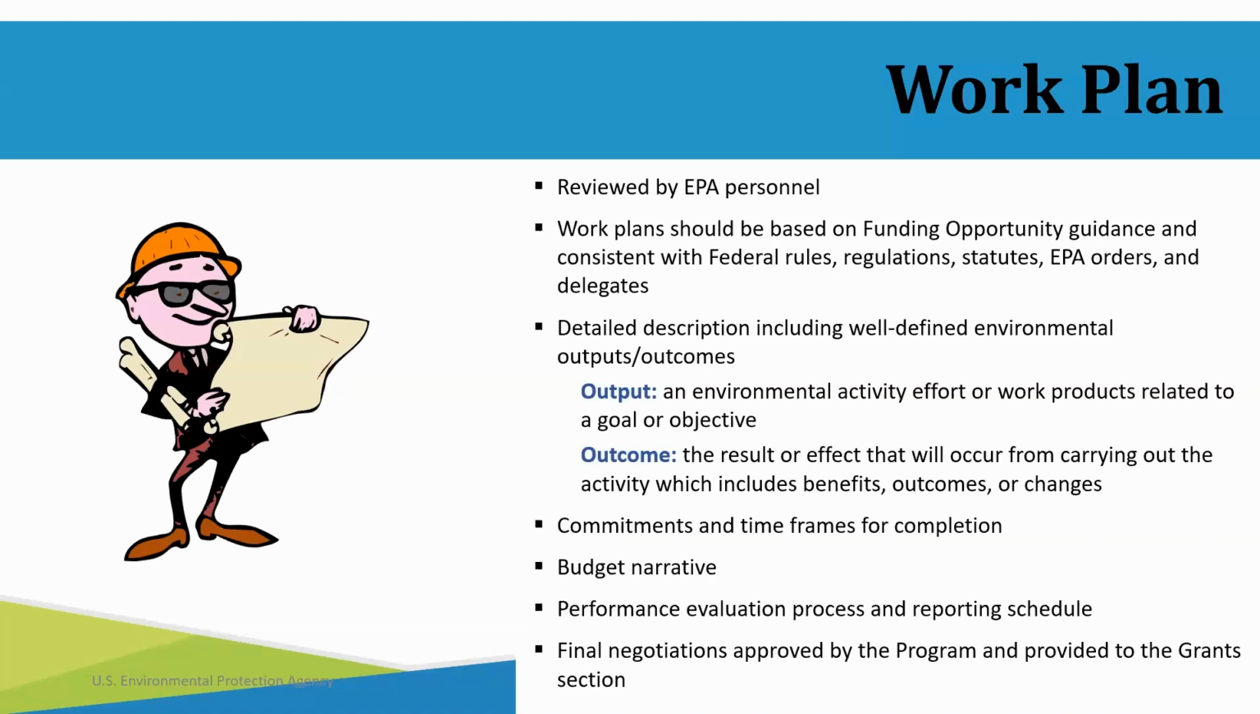So we'll go through the application package step by step, starting with the work plan. The work plan should be based on the guidance in the funding opportunity, and it should be consistent with federal rules, EPA orders, and a variety of other regulations. Briefly speaking, the work plan should have detailed descriptions of outputs and outcomes, timeframes for completing activities, a process for evaluating performance, and a schedule of reporting. And again, if the application is selected for funding, the work plan will be reviewed and the applicant may be asked to revise certain aspects of it.